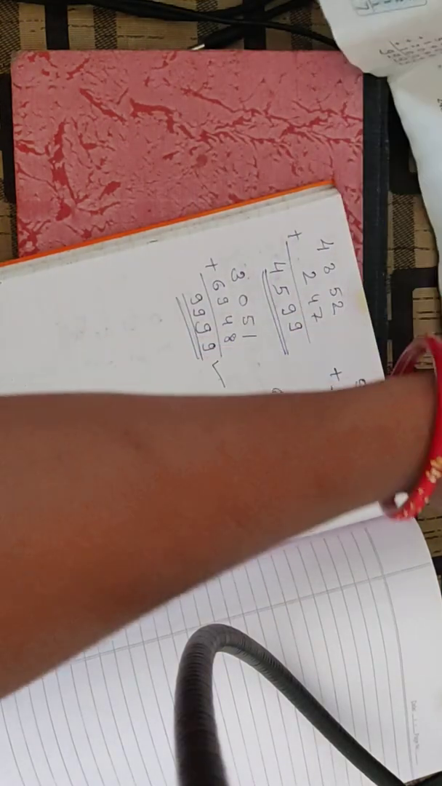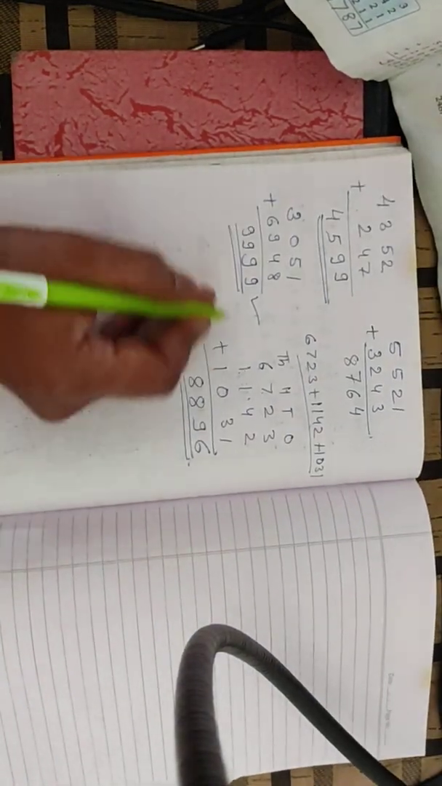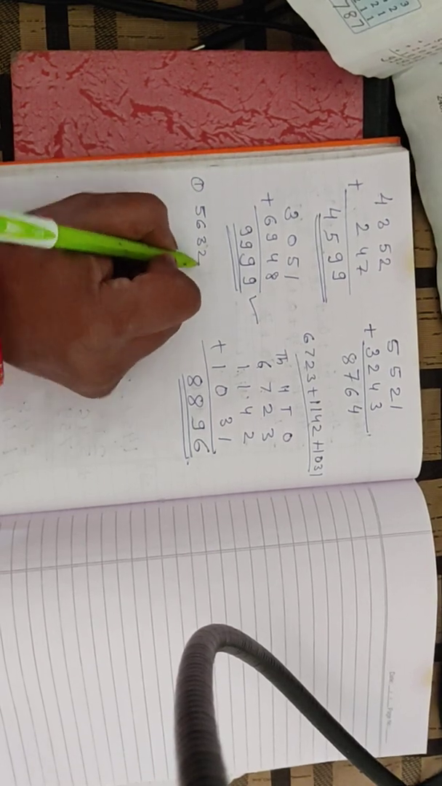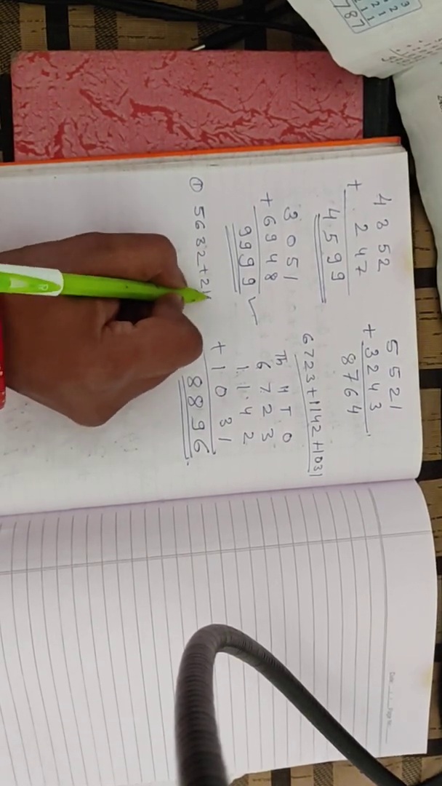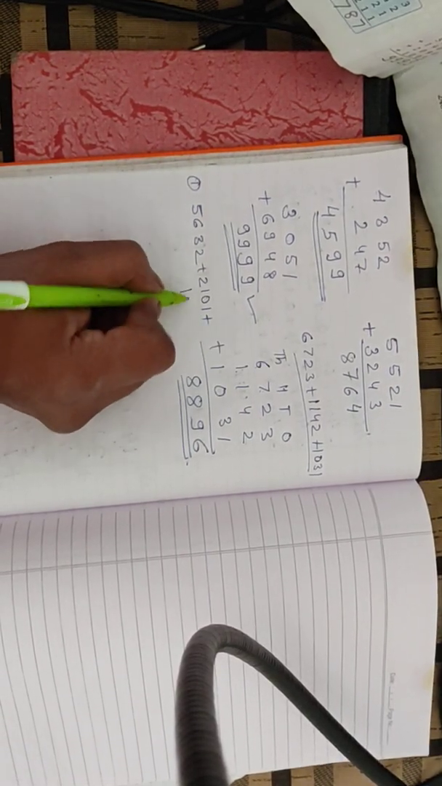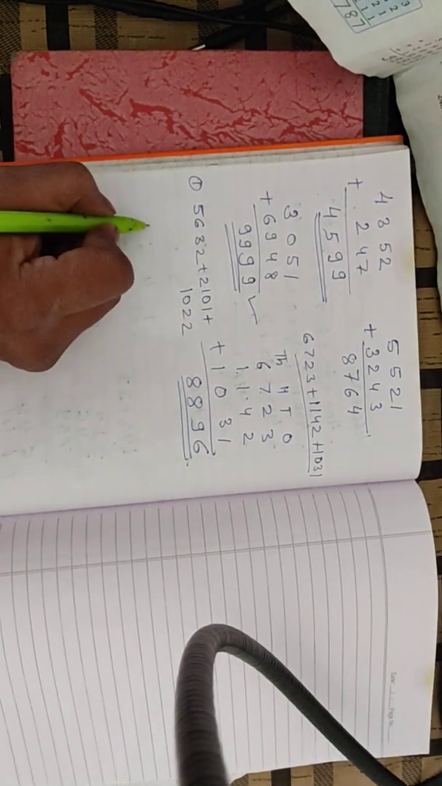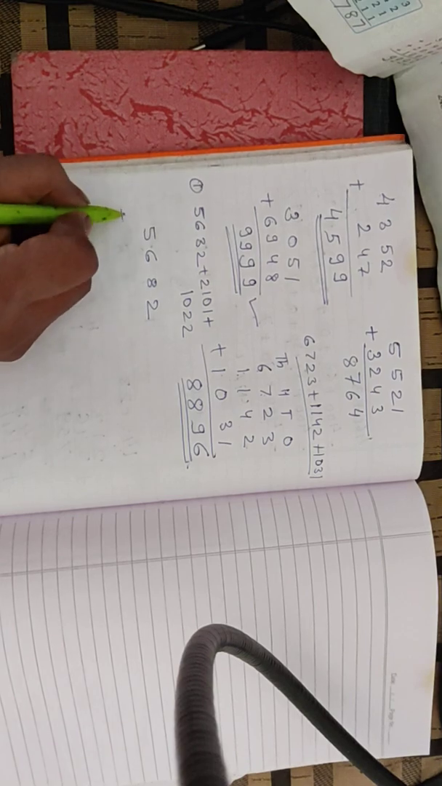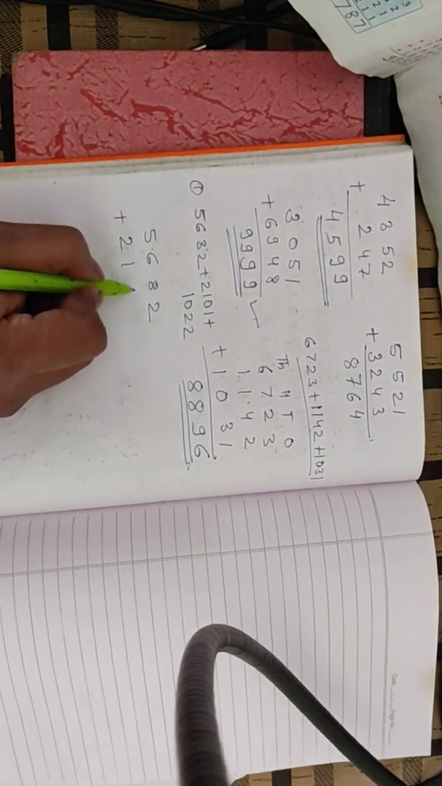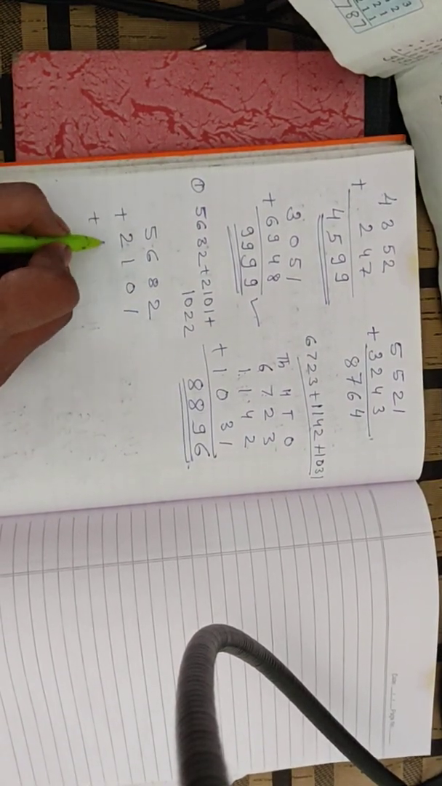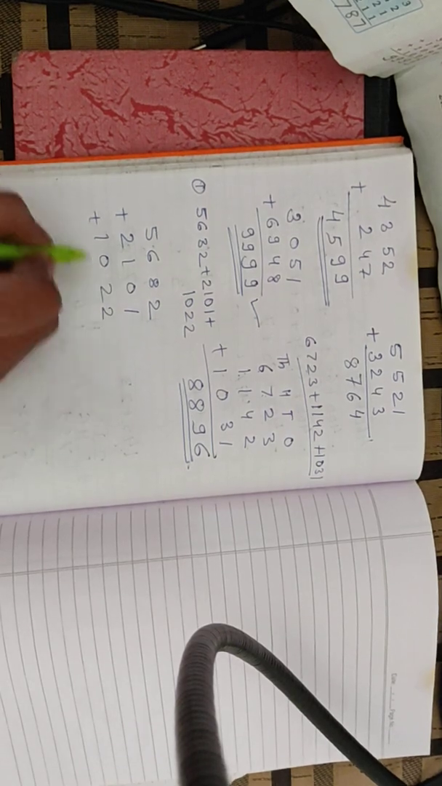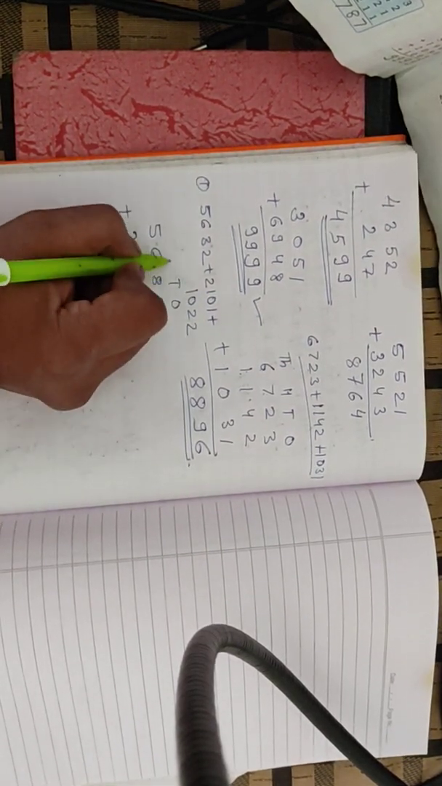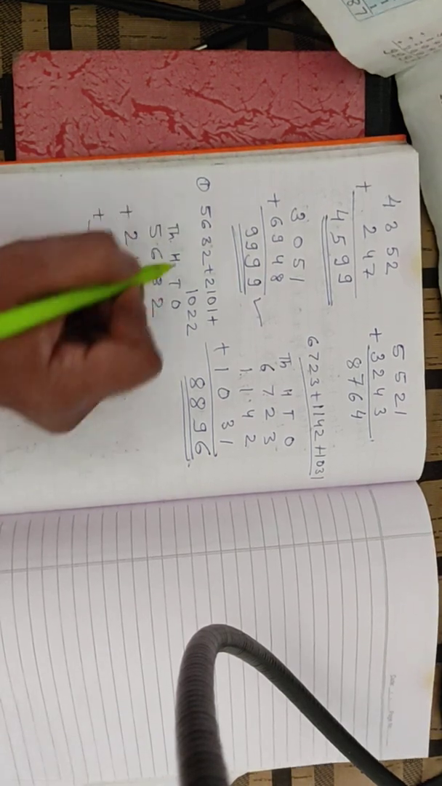Let us do one more. 5,632 plus 2,101 plus 1,022. Okay, let us arrange them. 5,632 plus 2,101 plus 1,022. Okay, now let us put the place values: ones, tens, hundreds and thousands.